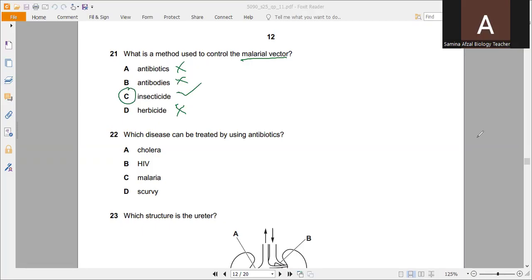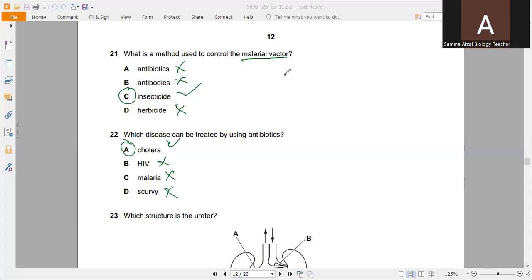Which disease can be treated by using antibiotics? Cholera is caused by bacteria, and antibiotics are used to kill the bacteria. So cholera is the correct option. HIV is caused by a virus. Antibiotics do not work on viruses. Malaria is caused by an insect vector. And scurvy is caused by the lack of vitamin C. So A is the correct option.